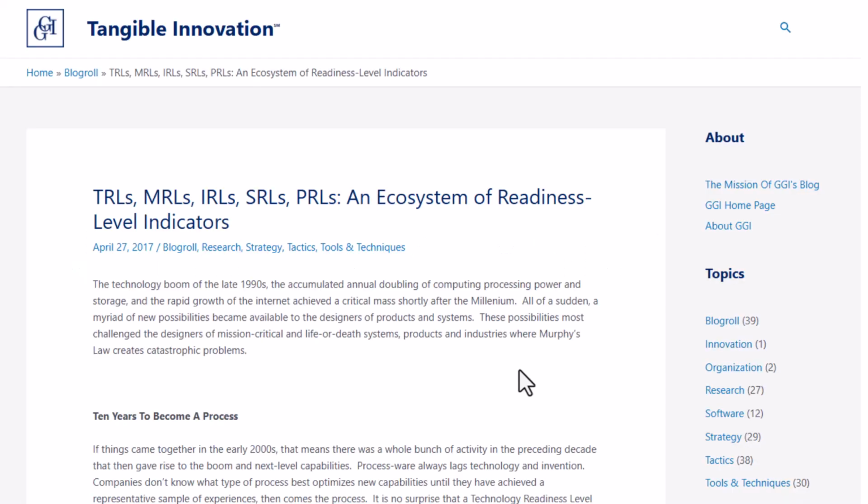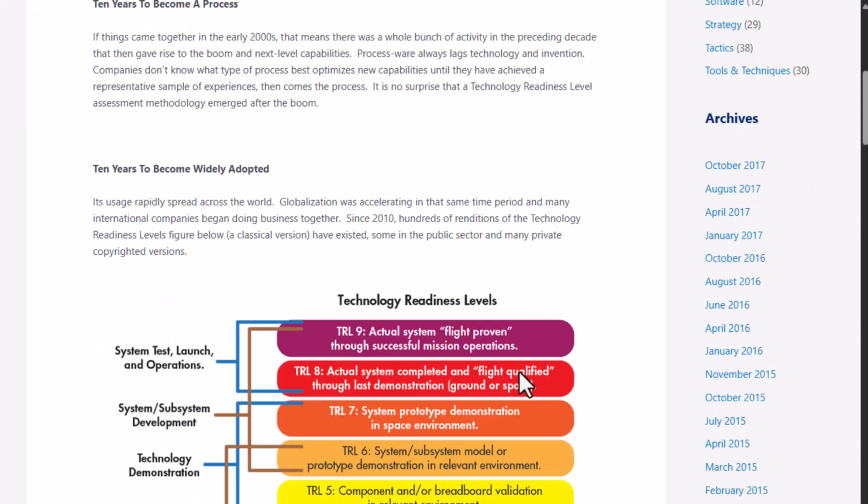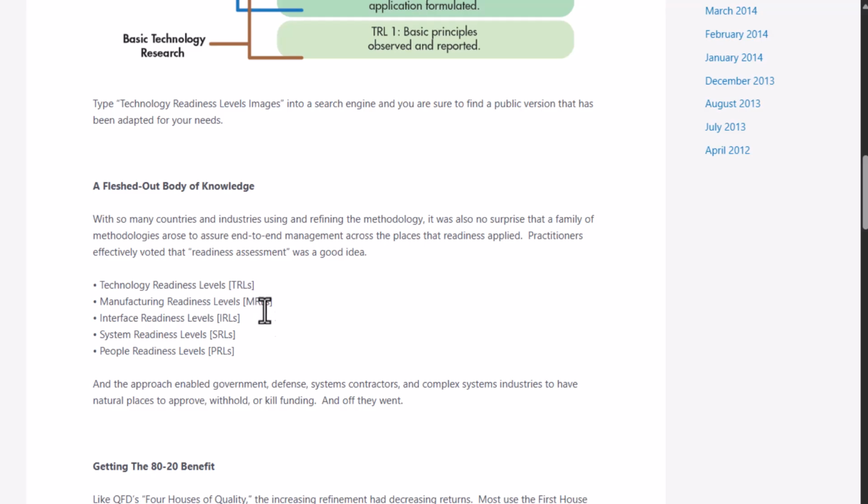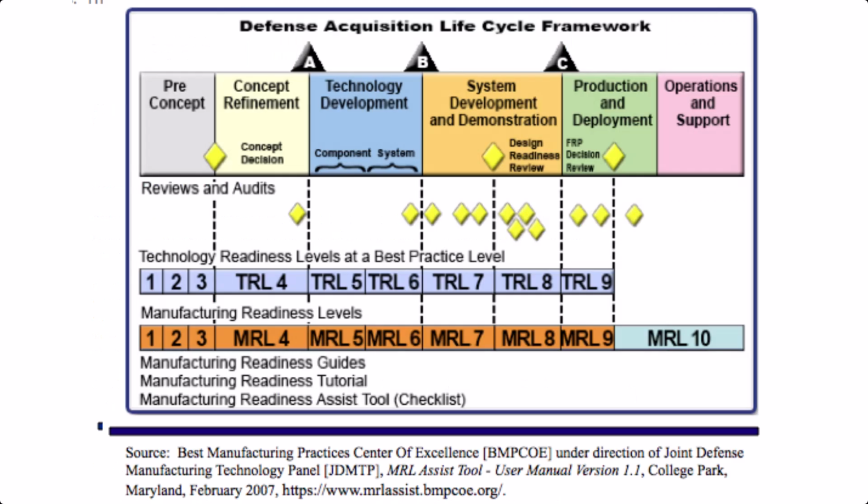Here's a 2017 article from a company website that identified an entire series or ecosystem of readiness level indicators. In various ways, these could be useful for systems engineering, especially for very complex systems. However, as these systems proliferated, the authors indicated that diminishing returns were achieved. Nonetheless, some of them could be very useful, and these include not only TRLs and MRLs, but interface readiness levels, system readiness levels, and people readiness levels. The authors used this graphic from another publication that shows a rough alignment of TRLs and MRLs.